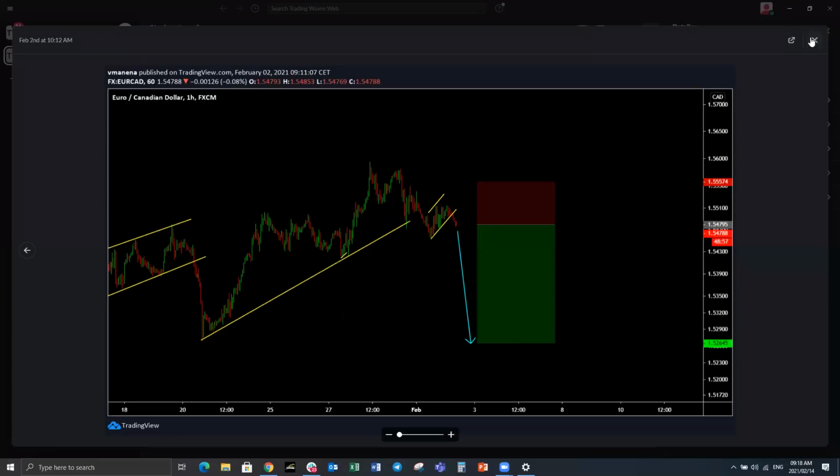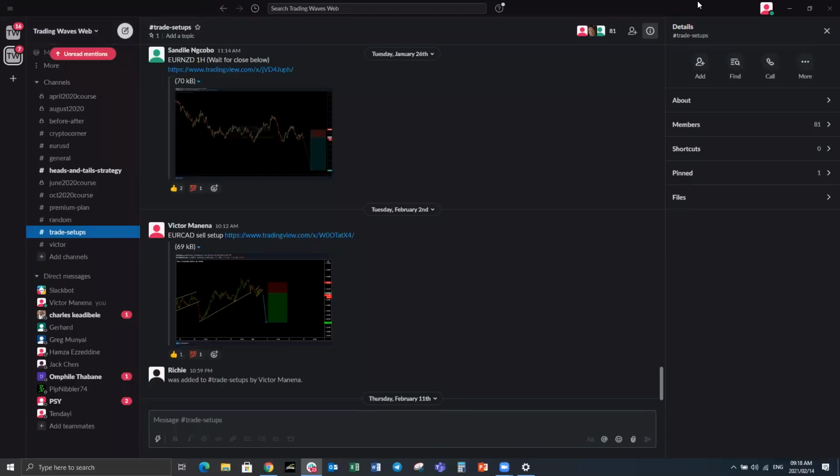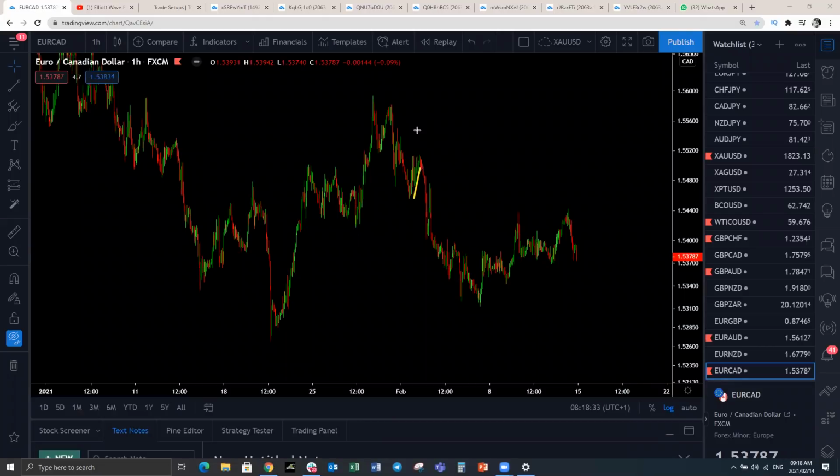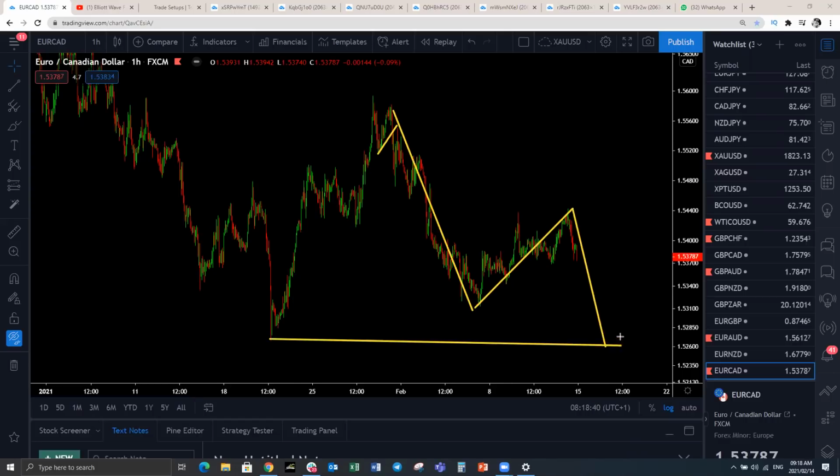Let's have a look at the current chart and see how this is playing out. This is EURCAD. So it has dropped from here, not like that, from here. We have dropped around here. We are now correcting with this move. We expect it to come here because this is our target. Obviously, it has taken a long time, but that's fine.